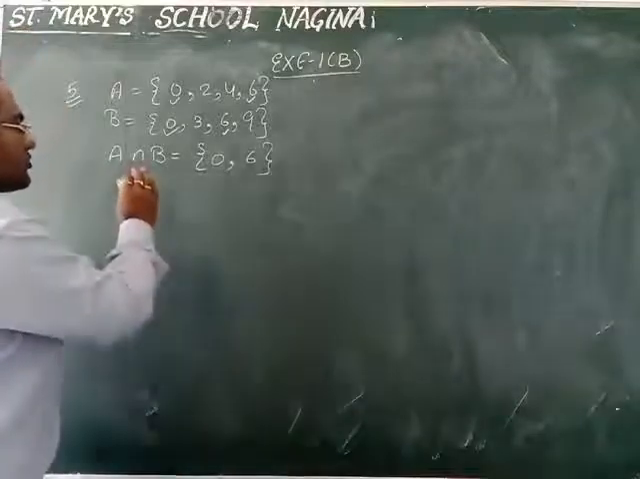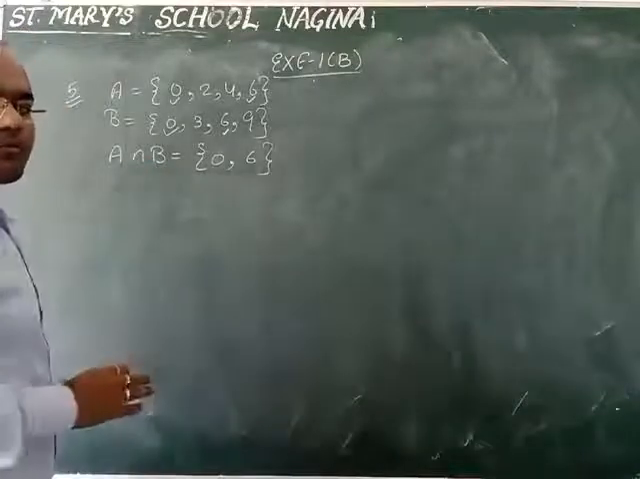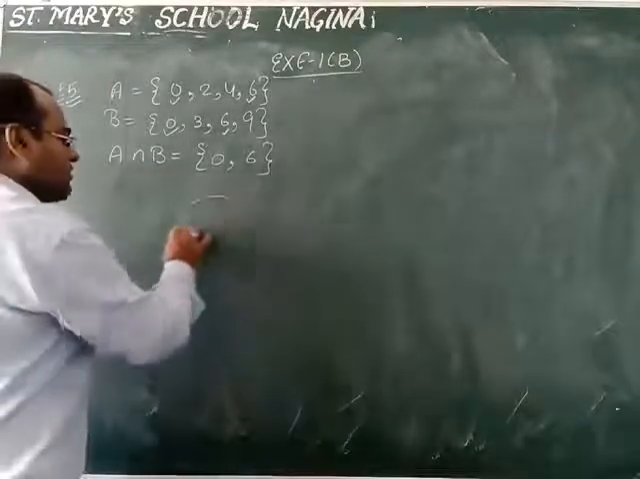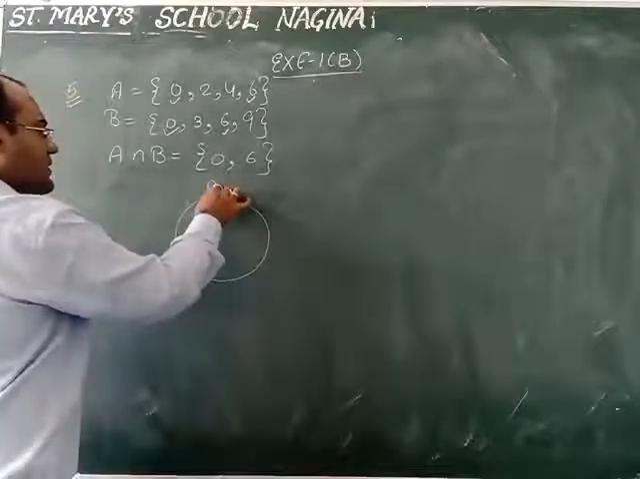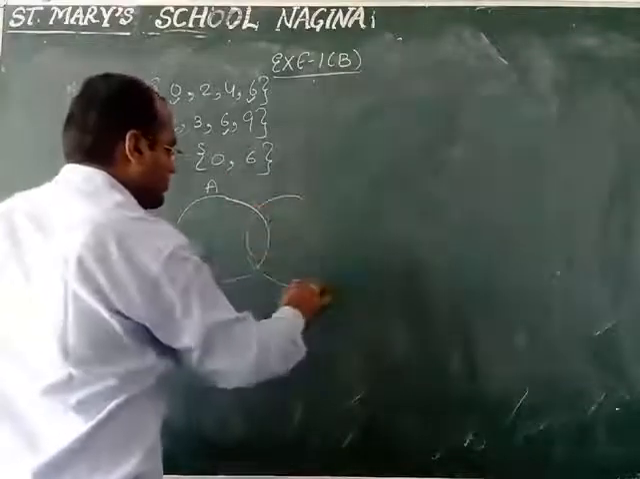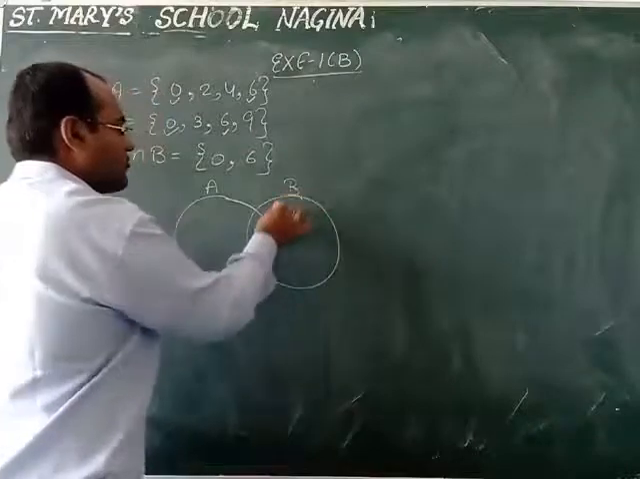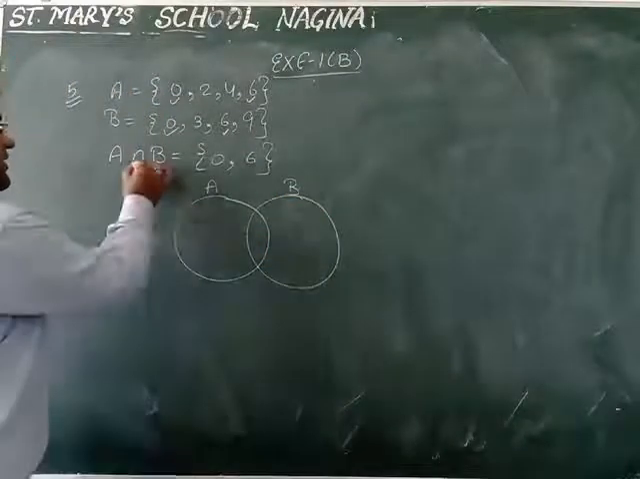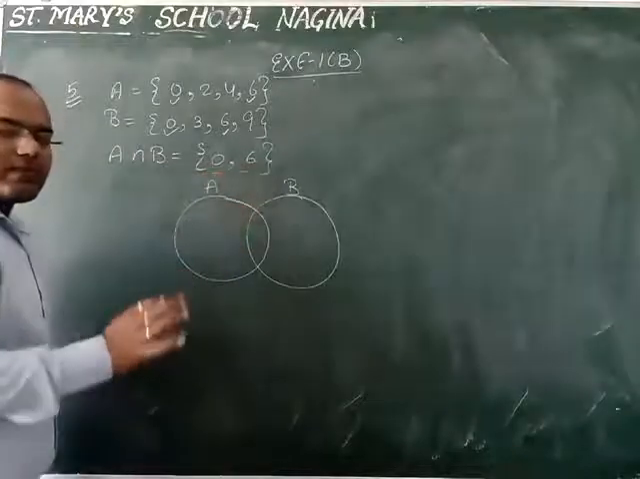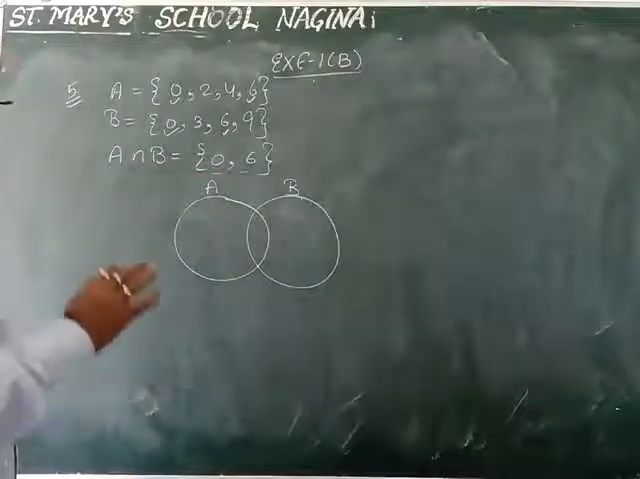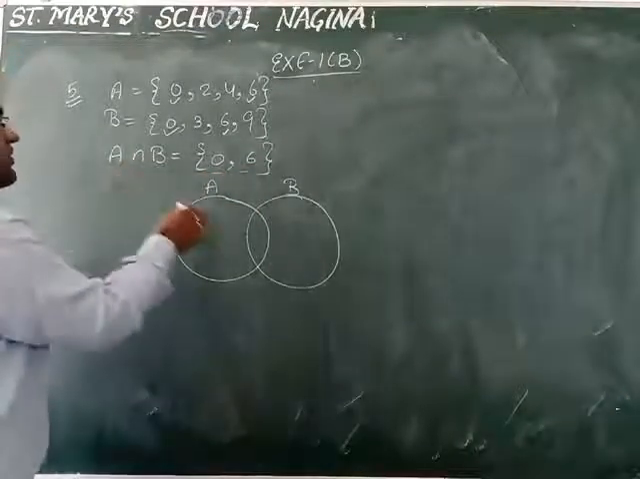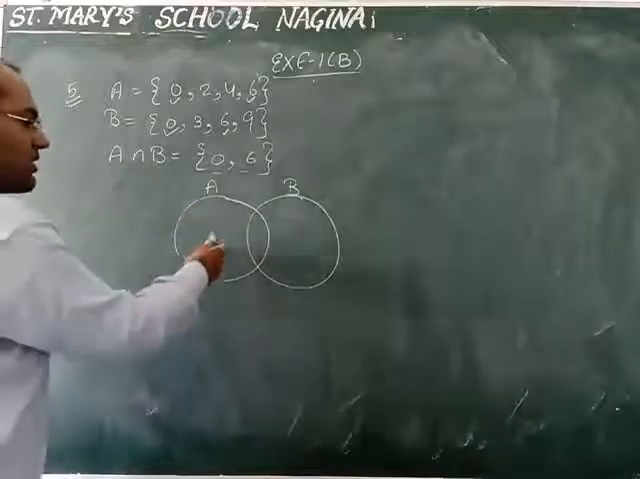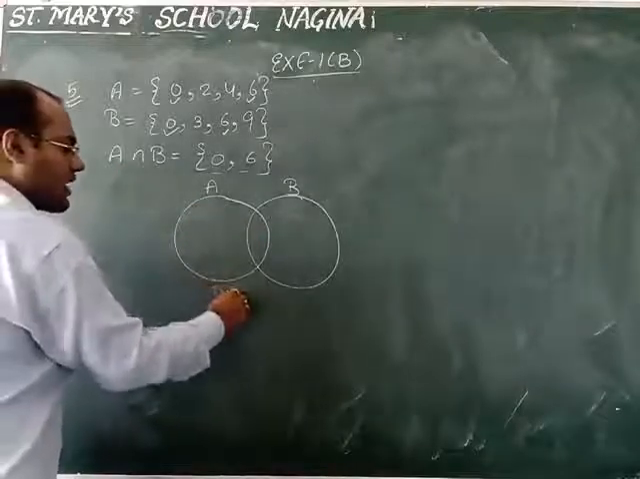So in order to draw the Venn diagram, we have to make two circles. First circle is for A and second circle we have to draw for B, and we have to cut these two circles like this. Why? Because here in the intersection we are getting two elements. Intersection means common. Common is coming, that's why such a figure is known as overlapping figure. We will call it as overlapping.